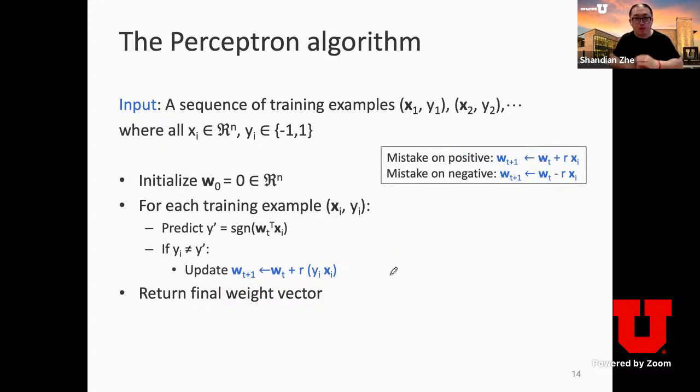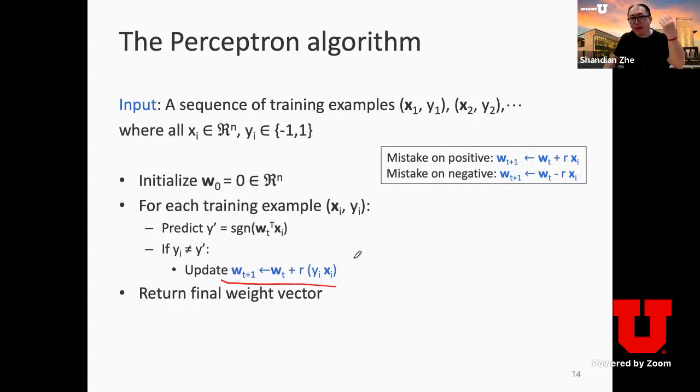So now let us look at why we should conduct such an update when we make a mistake, and also respond to the question someone just asked. What is the interpretation? What is the rationale of this update? Why should we do this? We're going to give both some kind of analytical explanation and also a geometric interpretation, and you'll see why doing this is reasonable.